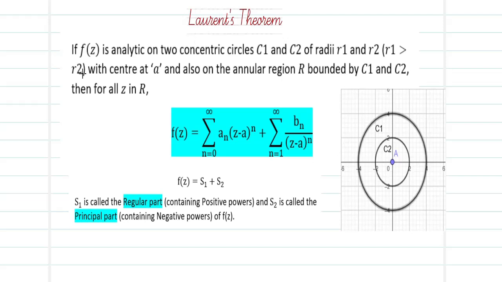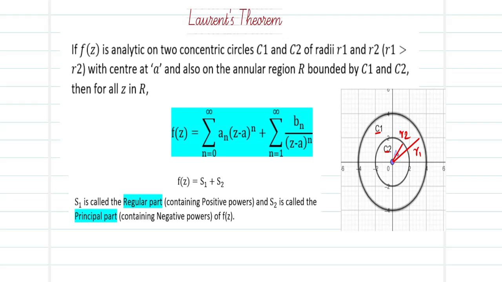Laurent's theorem. If f of z is analytic on two concentric circles, that is, circles that have the same center, one called C1 and the other called C2. Let C1 have radius R1. From the center to the outer circle is my R1, and from the center to the smaller circle is my R2, such that R1 is greater than R2.